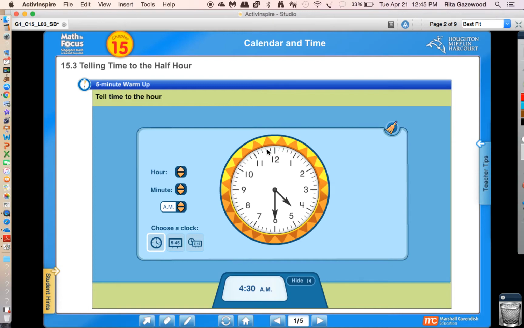But I want to make sure you understand how the minute hand relates to the numbers. So each of these numbers for minutes is 5. Notice the little lines in between. So let's count by fives. 5, 10, 15, 20, 25, 30, 35, 40, 45, 50, 55, 60. An hour has 60 minutes.